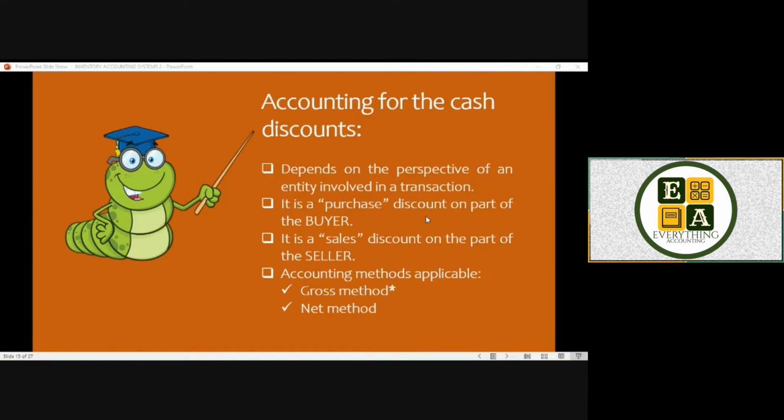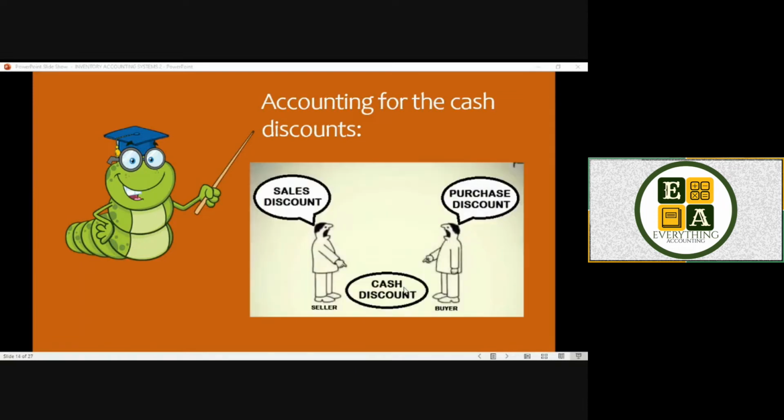So, accounting methods applicable for accounting for cash discounts, we have gross method and net method. Between gross method and net method, yung naka-asterisk, yung gross method po yung mas common na accounting for cash discount. Yan. So, ito yung sinasabi ko sa inyo kanina. So, kay seller is sales discount yan, yung cash discount. Kay buyer naman yung cash discount, purchase discount. Both are correct when it comes to their own perspective.